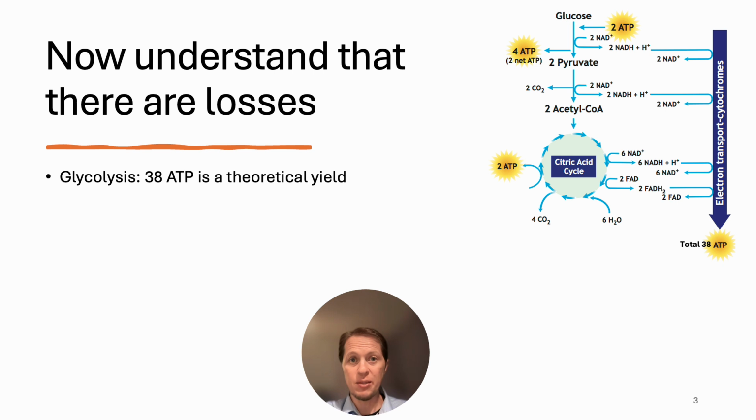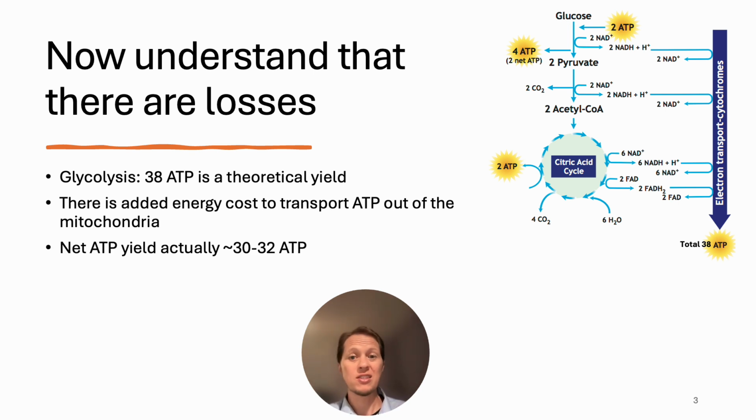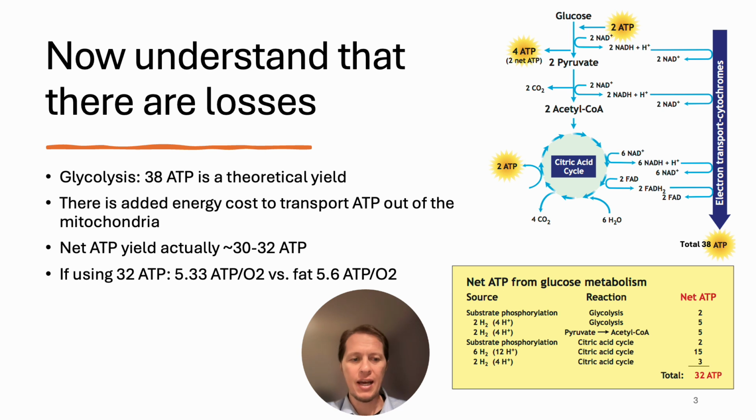Why? Well, that ATP has to go somewhere, right? You need to get that ATP out all over the place to different locations within that working cell, and that actually causes some losses, and it costs some energy to transport that energy. We now know that the net yield is actually more likely 30 to 32 ATP, not 38 ATP that you find quoted all over the place. Now, if you calculate that same situation from the previous slide, 32 ATP, now you're only generating 5.33 ATP per molecule of O2 compared to fat, which is still 5.6.